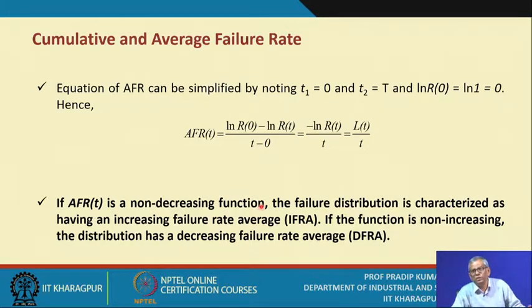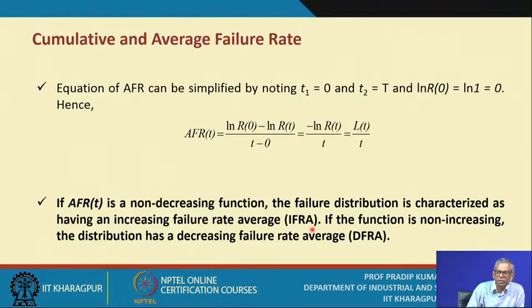So if AFR t is a non-decreasing function, that means the failure rate is increasing. Is it okay? The failure distribution is characterized as having an increasing failure rate average. So we call it IFRA. Now, is it a desirable situation? It means these conditions you have to check, you have to control. Is it okay?